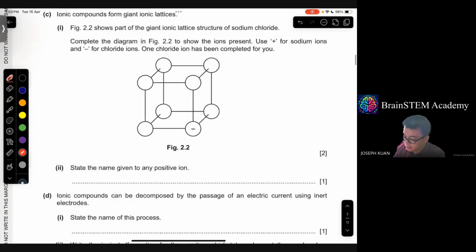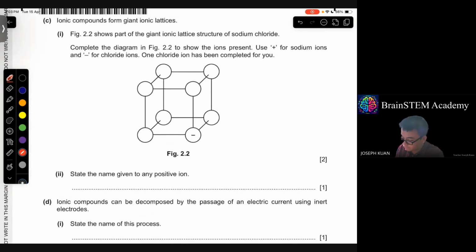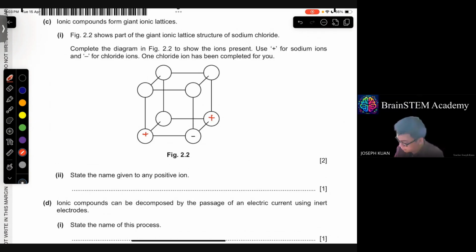Moving on, C. Ionic compounds form giant ionic lattices. Figure 2.2 shows part of the giant ionic lattice structure for sodium chloride. Complete the diagram in figure 2.2 to show the ions present. Use plus for sodium ions and minus for chloride ions. 1 chloride ion has been completed for you. They will form bonds between oppositely charged ions. So you just need to make sure that it's alternating, since they react in a 1:1 ratio. So, an alternating positive and negative arrangement.